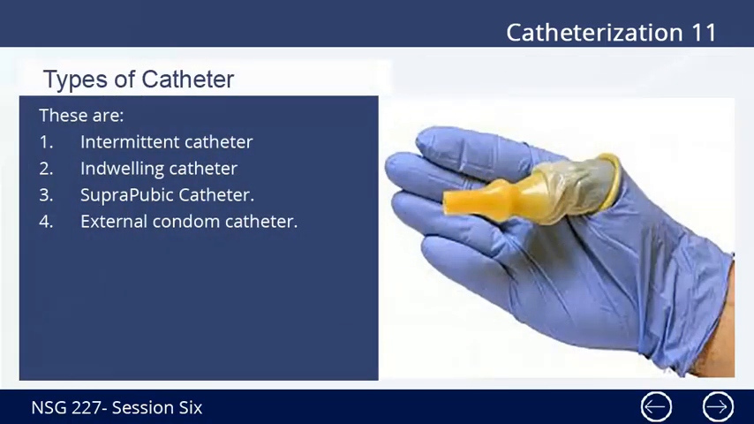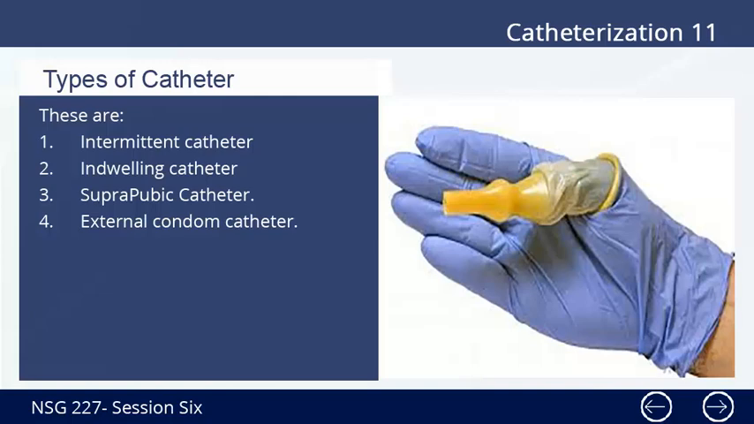Types of catheter. These are: 1. Intermittent catheter, where the catheter is temporarily inserted into the bladder and removed once the bladder is empty. It drains the bladder for short periods, 5 to 10 minutes. 2. Indwelling catheter, where the catheter remains in place for many days or weeks and is held in position by a water-filled balloon in the bladder. It is placed into the bladder and secured there for a period.